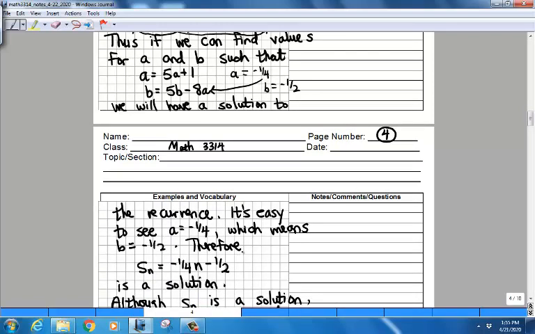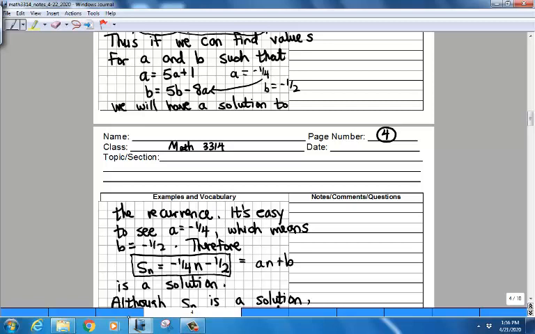All right, so there I said it. a is minus 1/4 and b is minus 1/2. So that means, remember, our assumed solution to the recurrence relation was an plus b. But if a is minus 1/4 and b is minus 1/2, then there it is. There is a solution to the recurrence relation. Notice that's non-recursive. On the right-hand side of this equation, you don't have s again. You don't have s sub n minus 1 or s sub n minus 2. So this is a non-recursive solution to the recurrence relation.